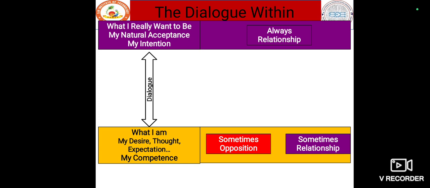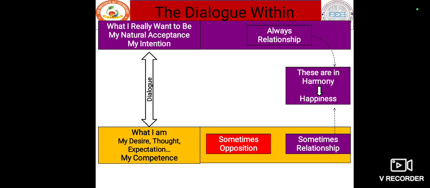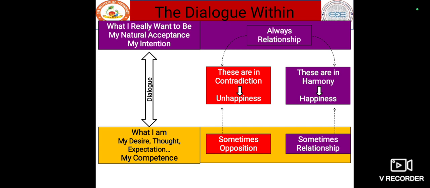So, here we can see that we have this diagram. What I really want to be, my natural acceptance, my intention, whether I always want to be in relationship. What if I don't want to be in relationship always? So it's a relationship between the human being, the nature, and the existence. It's a participation. So we live with this entity entirely. We live with our family, our friends, air, soil, water, trees, the nature around us, and we want to understand our relationship with all this.